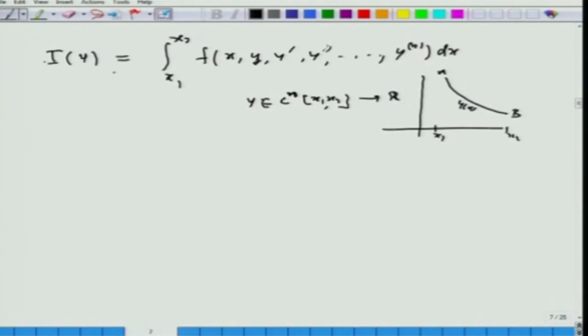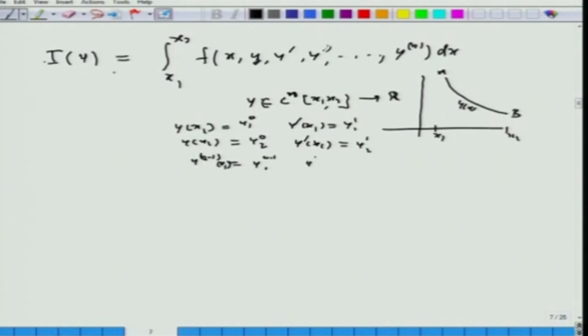Again you will have certain additional conditions: y at x1 is y1 and y at x2 is y2, like y1 0 and y2 0, and then y prime at x1 is y1 1, y prime at x2 is y1 2, and so on. There will be conditions up to the (n minus 1)th derivative: at x1 it is y n minus 1 1, and at x2 it is y n minus 1 2.